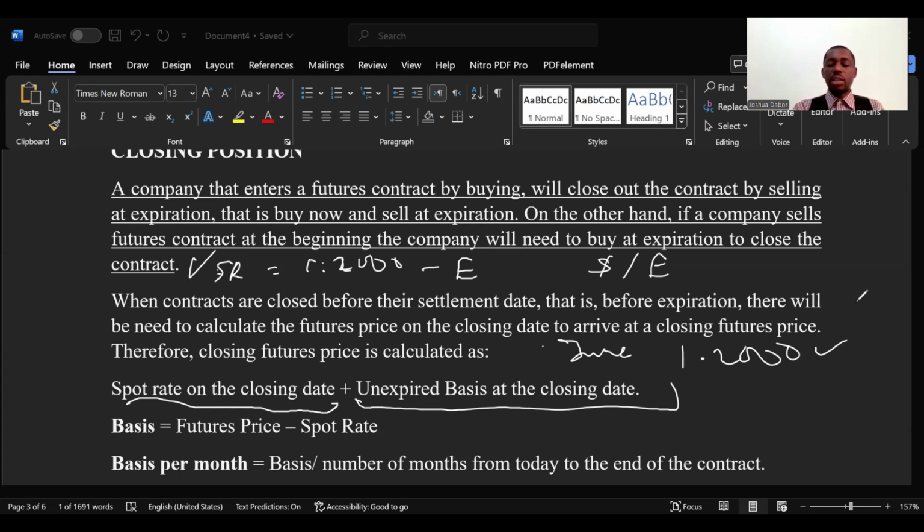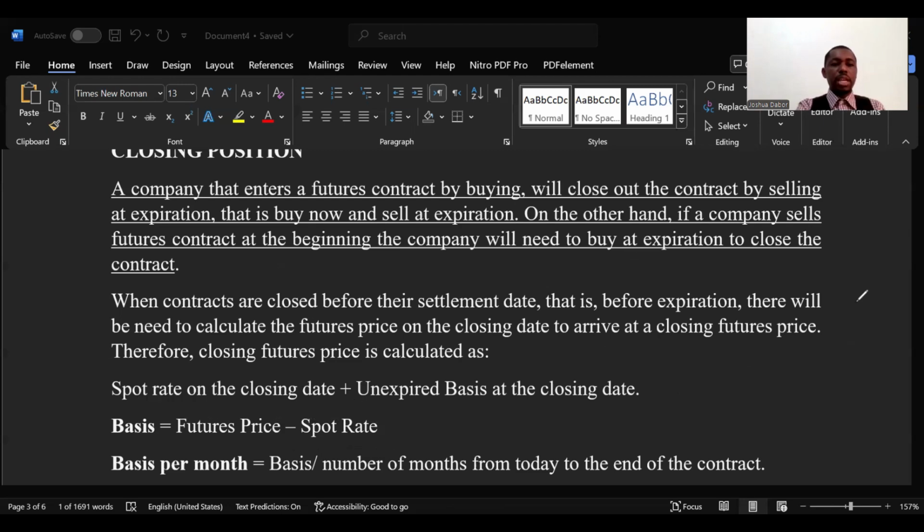But if these two are not the same, let's assume that this is 1.300. So the futures market, the price here is different from what the spot rate is today, right? So the difference between these two is what is known as what? Basis. So the futures price minus the spot rate is known as what? The basis, okay? So let's look at the next term that you may need to get familiar with.